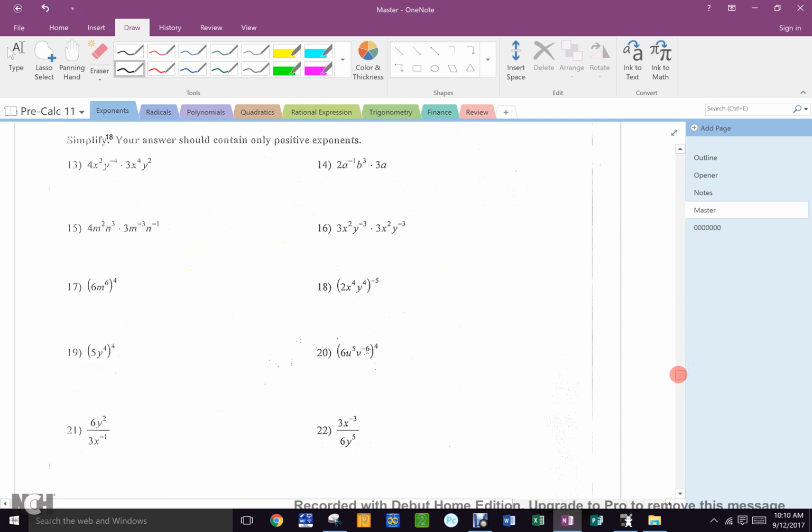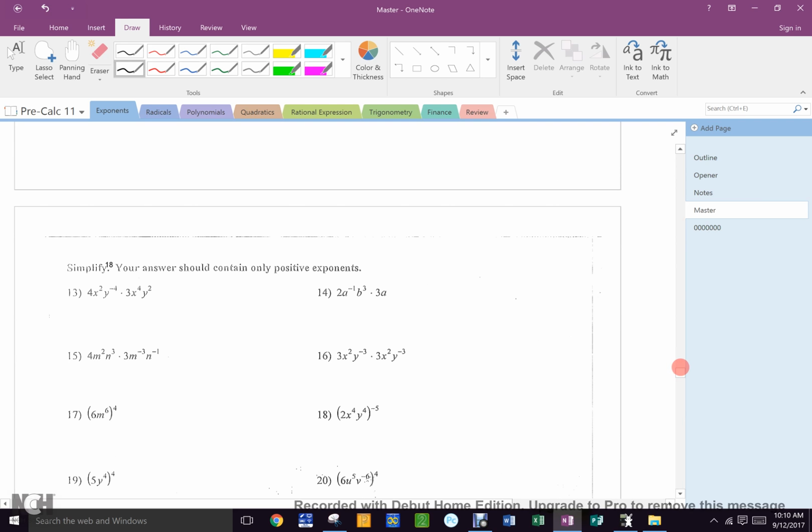Okay. And page 18. Oh, no! The answers aren't on page 18. Son of a motherless goat. I don't want to work those out.